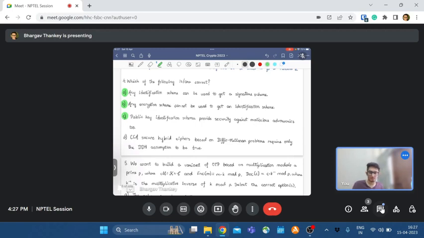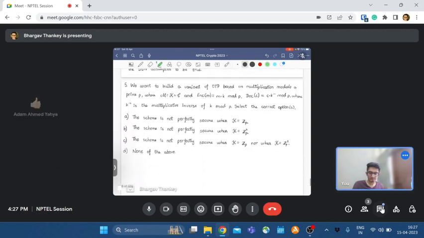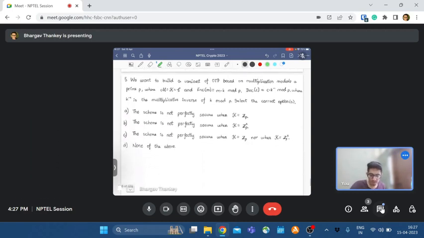Okay, so let's move on to the next problem. The next problem is we want to build a variant of OTP or one-time pad based on multiplication modulo a prime number P, where the message space, the key space, and the ciphertext space are all the same.